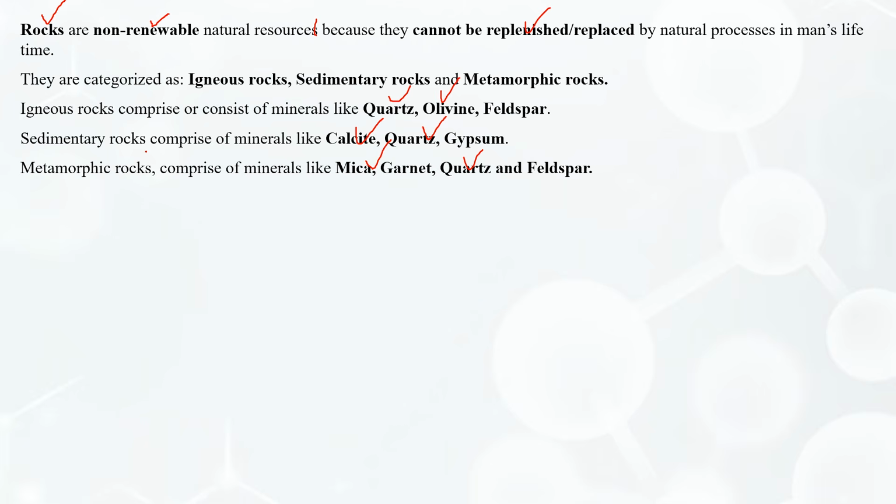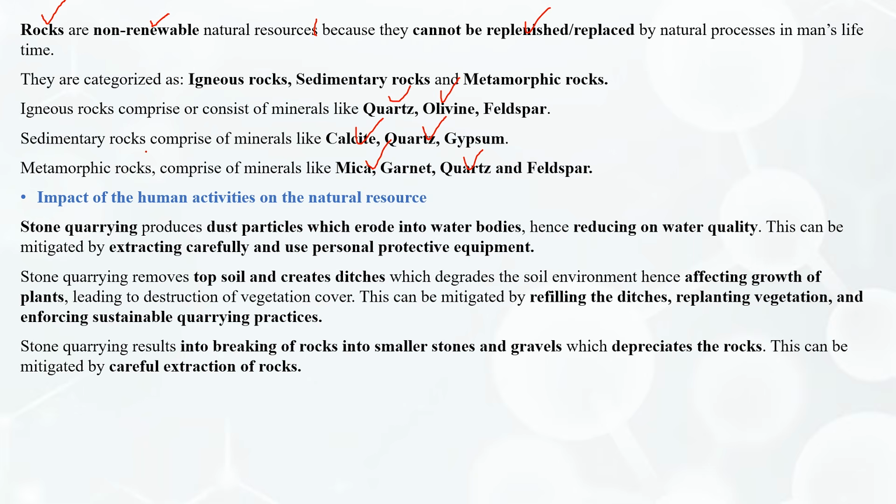Now, don't forget, in the second paragraph is where we identify the human activity affecting the natural resource. And then we tell how it occurs, how it affects, and how it can be mitigated. Let's look at our next paragraph. The human activity we have identified is stone quarrying.